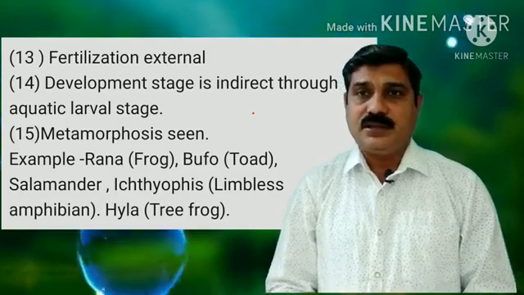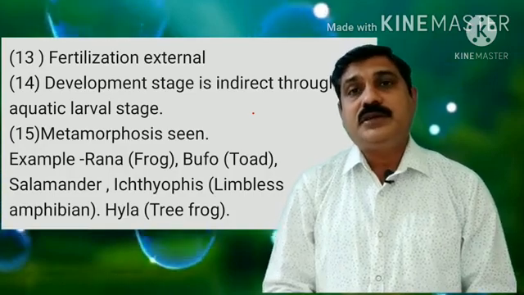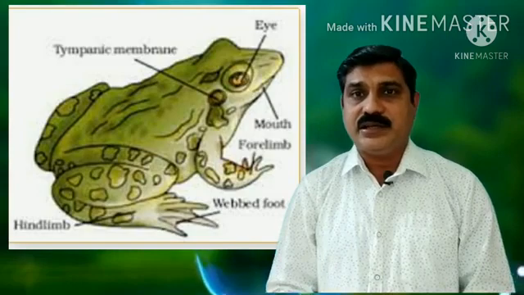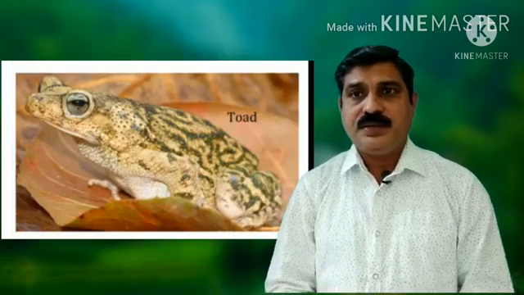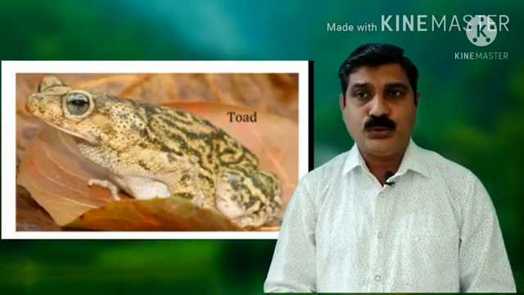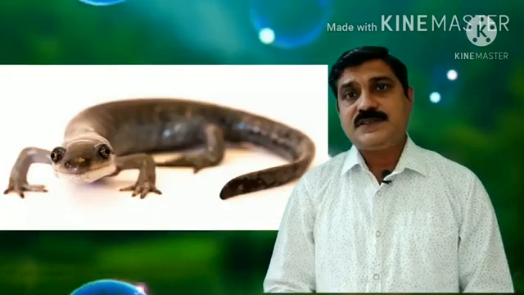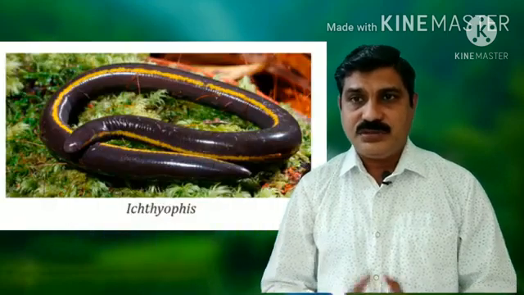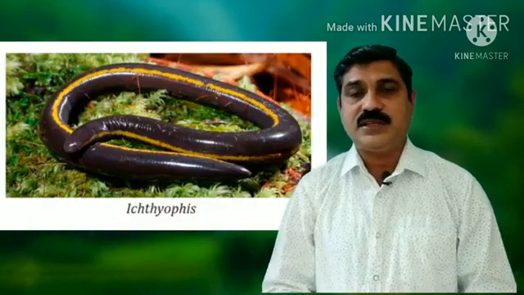Then the examples. A common Indian example is the frog, Rana tigrina. Another example is Bufo, known as the toad. Then another example is the salamander, which has a tail. Another example is Ichthyophis, which is specially known as the limbless amphibian.